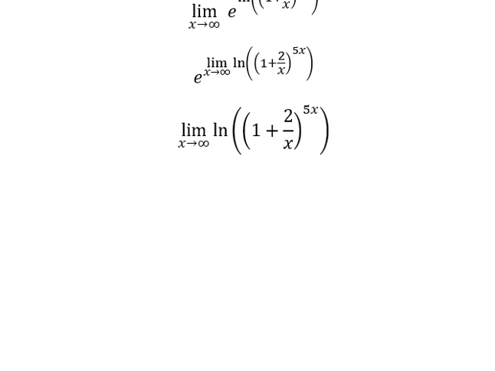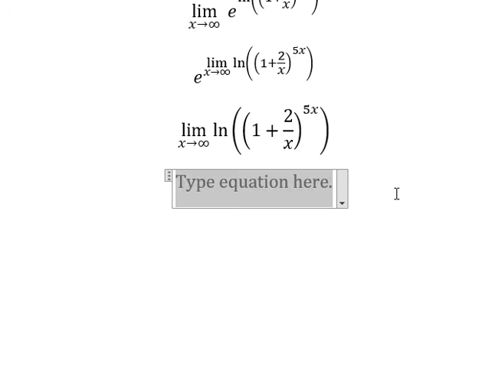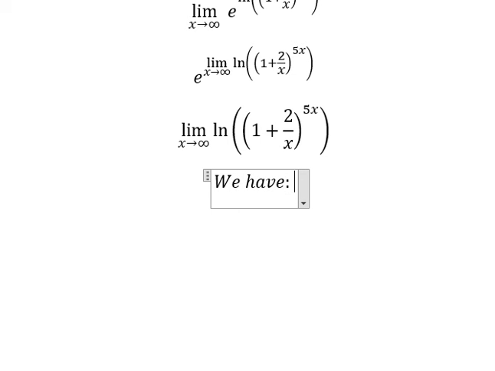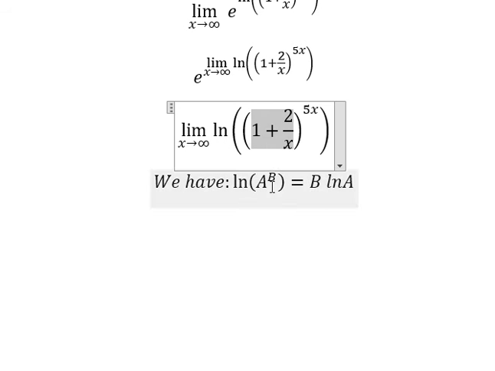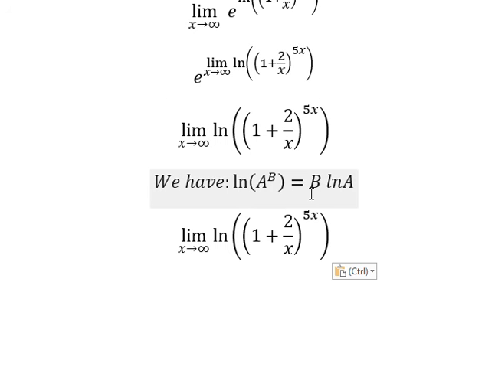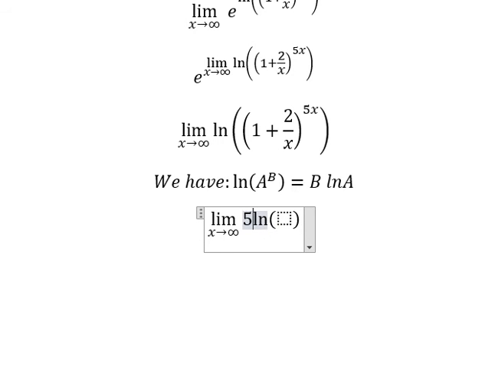Now we have the second formula in here. Ln of a to the power of b equals to b ln a. So a, that's about this one. B, that's about 5s. So if we apply the formula in here, you will have 5s multiplied by ln of 1 plus 2 over s.